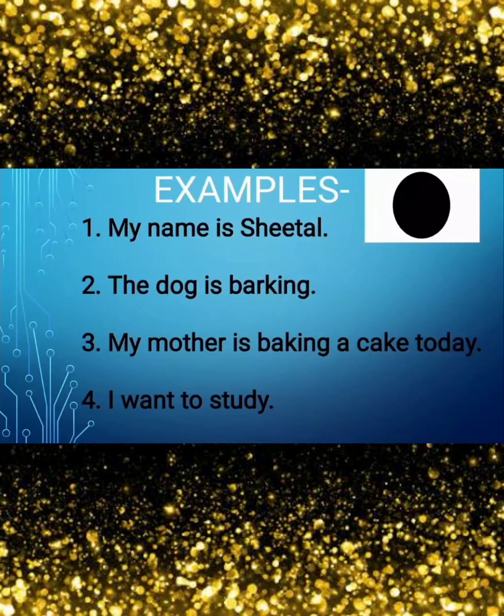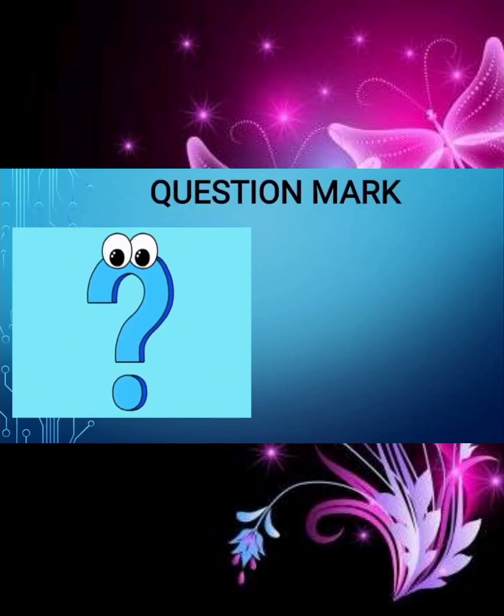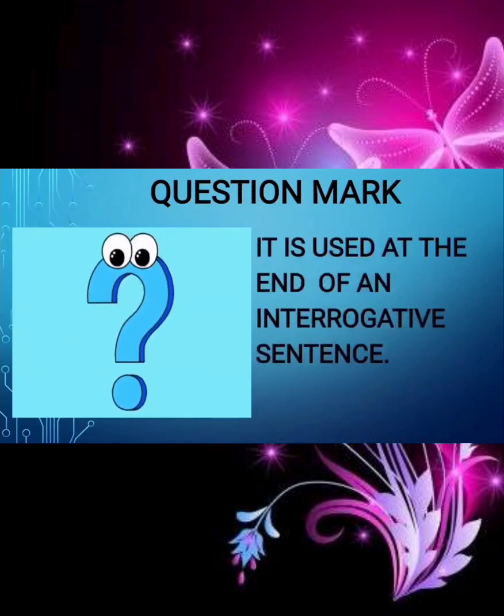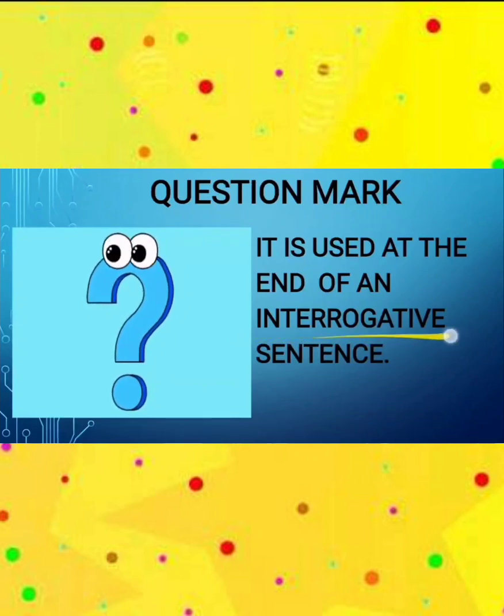Now my dear children, can you identify this symbol? You have already studied about it. This is a question mark. As is clear from the name, question mark, it is used at the end of an interrogative sentence. Interrogative means something which asks a question. The sentence which asks a question is an interrogative sentence. So question mark is used at the end of a question.